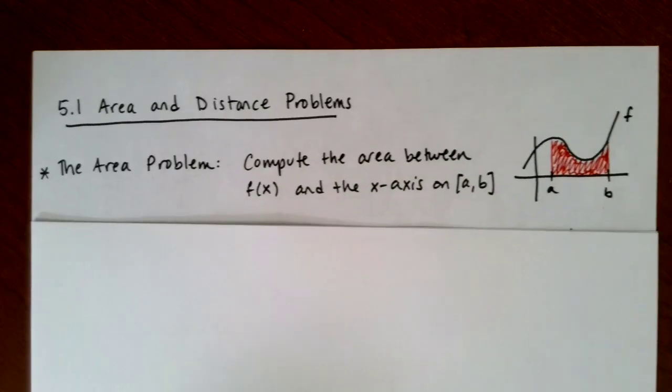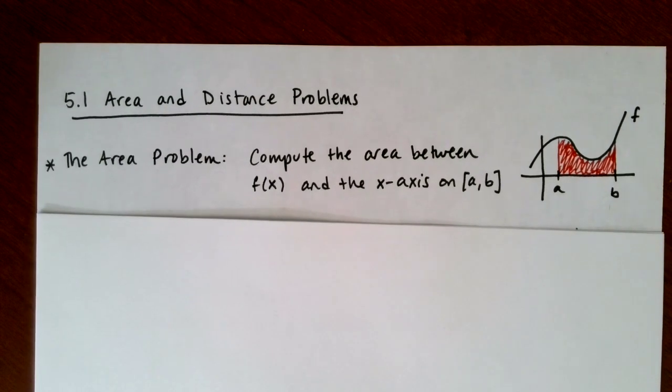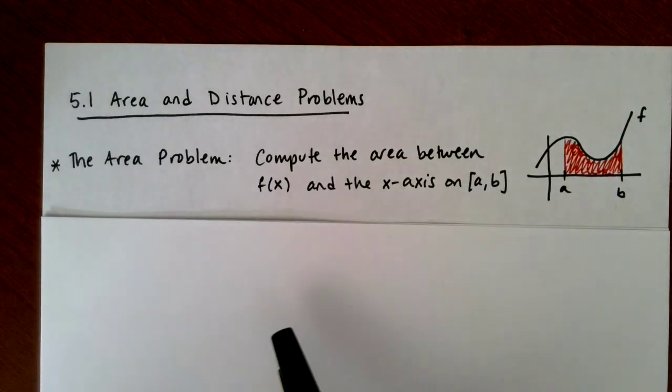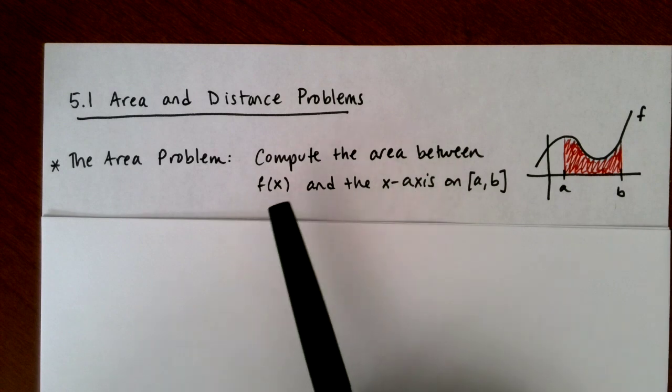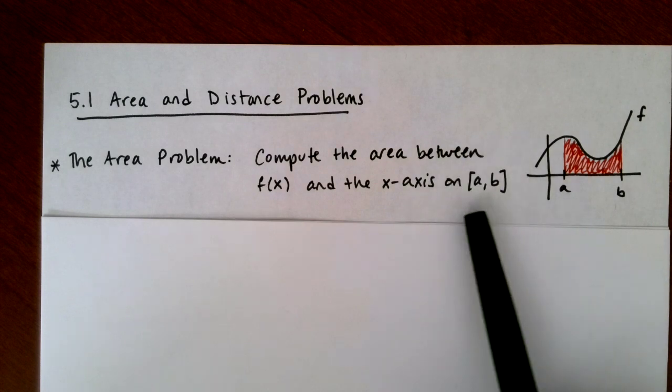Let's start your notes for section 5.1, area and distance problems. We're going to start the conversation just by looking at what the area problem, quote unquote, means. What it wants us to do is compute the exact area between some f of x function and the x-axis on some interval a to b.